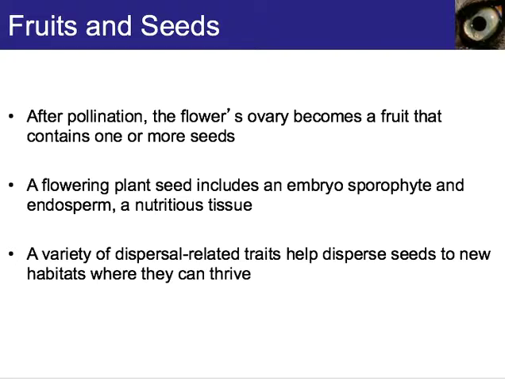A flowering plant includes an embryo and an endosperm, nutritious tissue. So basically, when you eat that satsuma, the sweet, delicious part is the endosperm, and then you have the embryo or seeds on the inside.